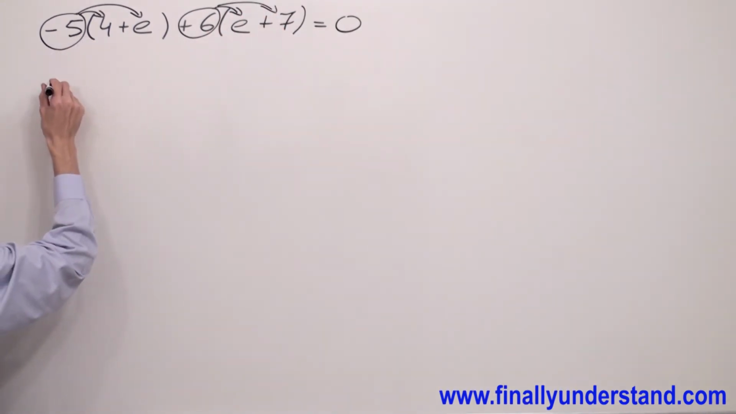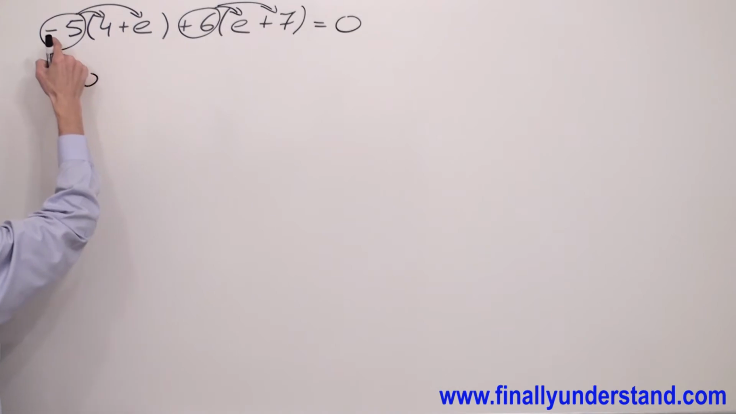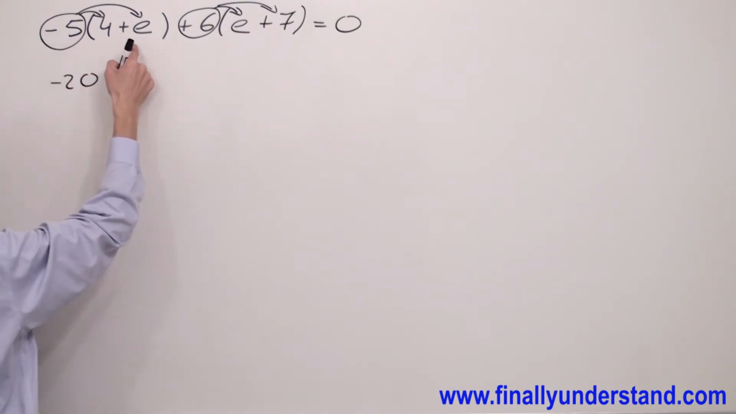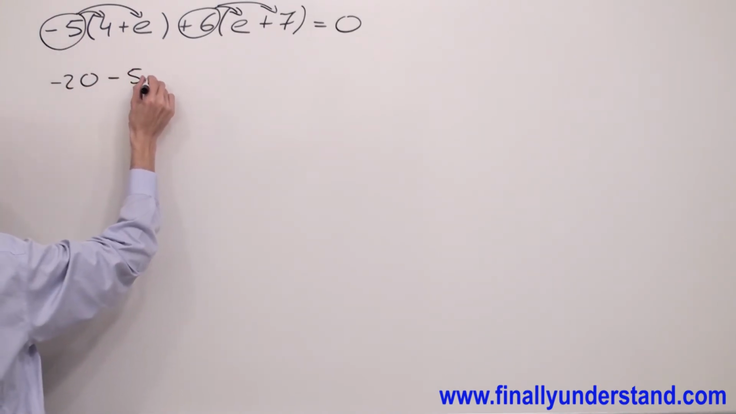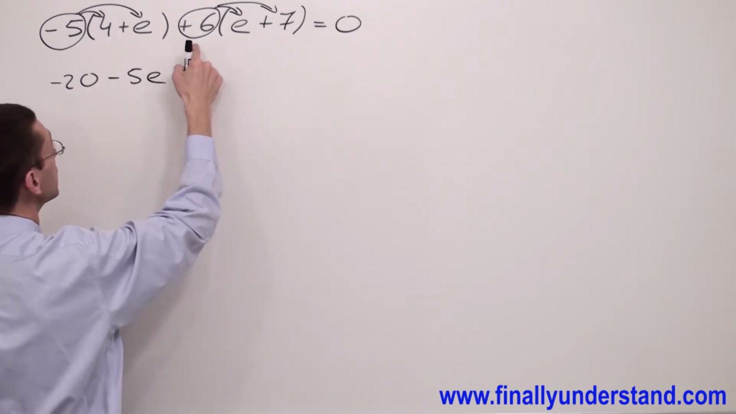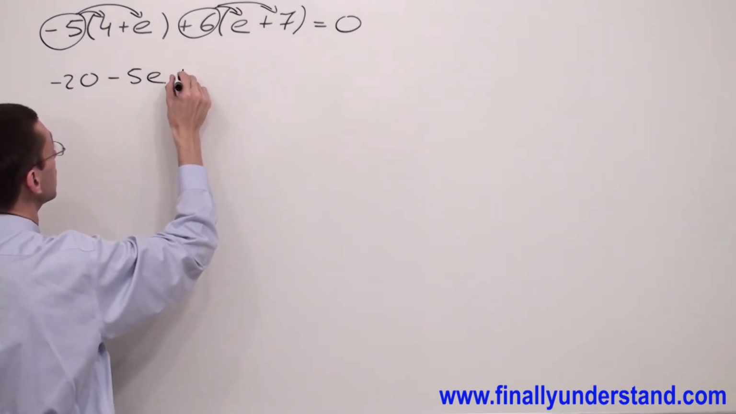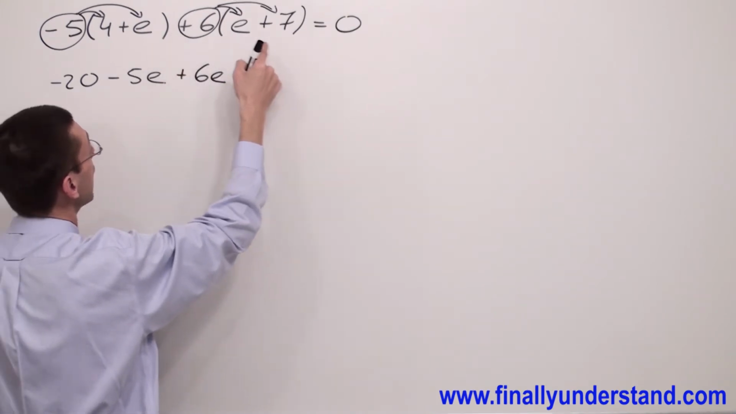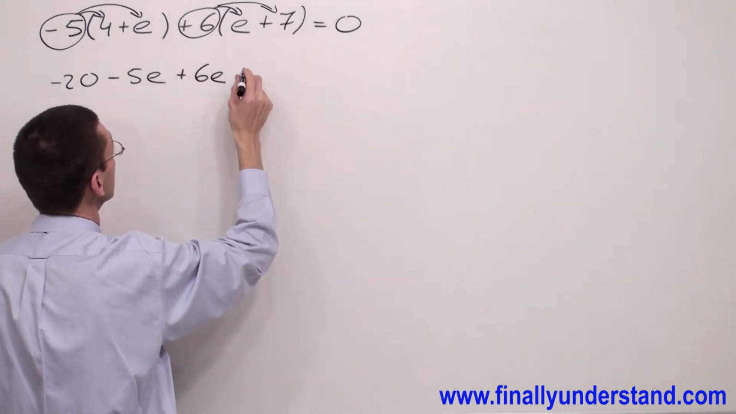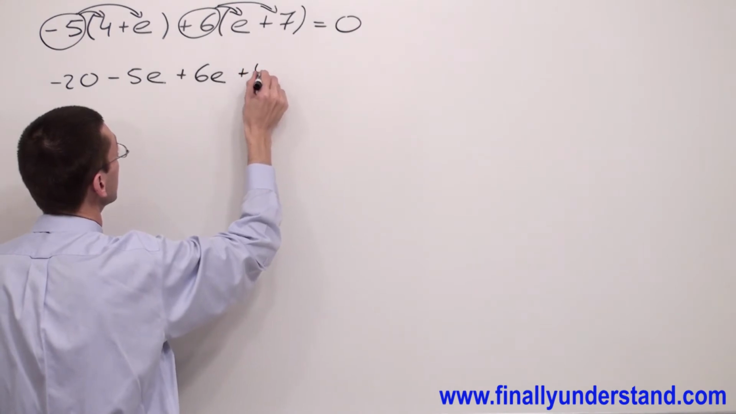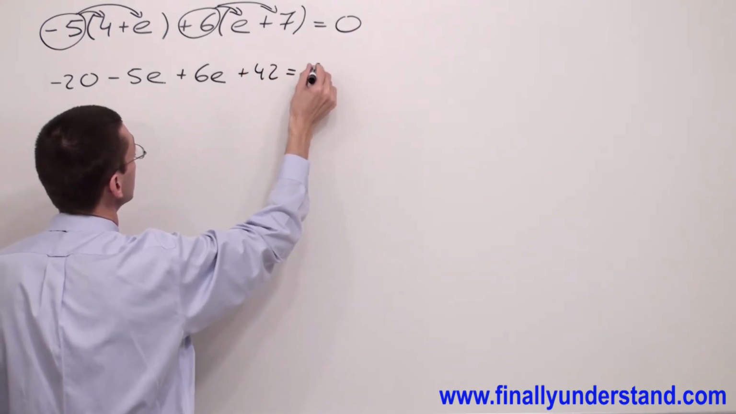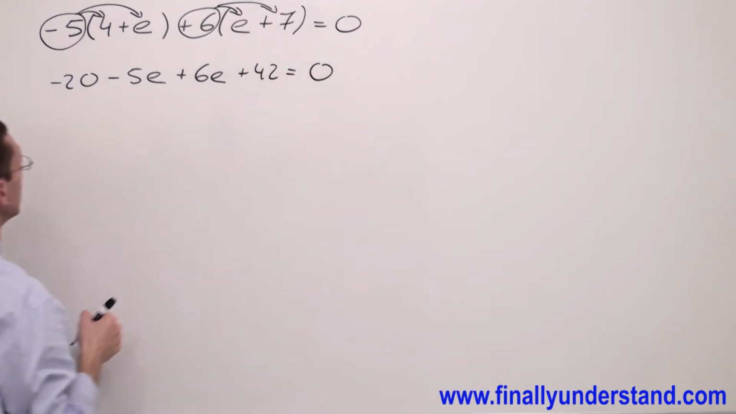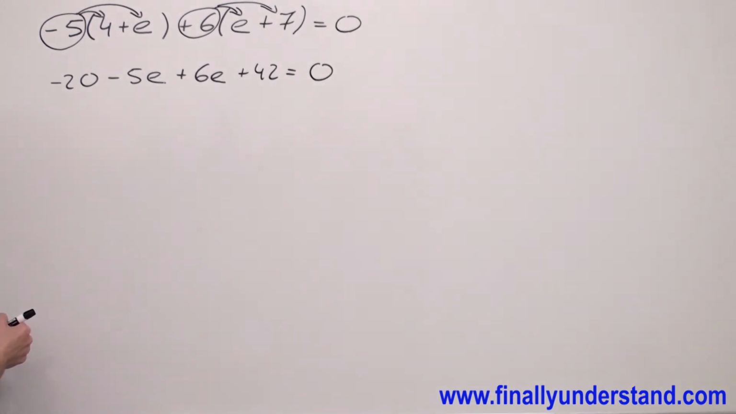-5 times 4 is -20. -5 times e is -5e. +6 times e is just +6e. +6 times 7 is equal to 42. Everything is equal to 0. Next, I'm supposed to combine the like terms.